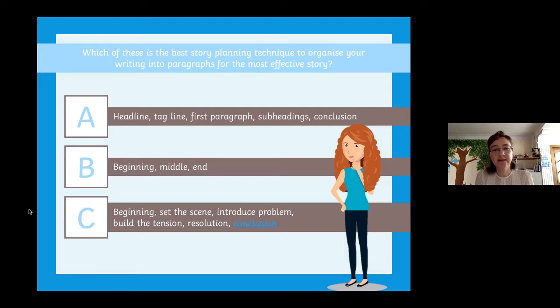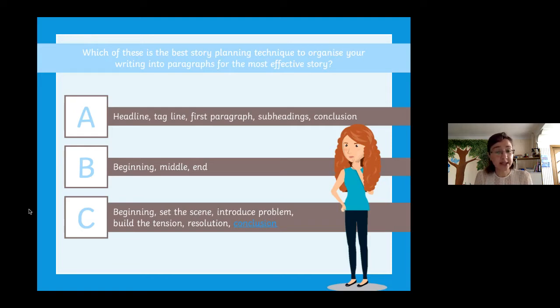So let's read the variants. A. Headline, tagline, first paragraph, subheadings, conclusion. This one most probably suits the non-fiction text like newspaper reports or a text about animals, plants. Let's look at B, beginning, middle, end. Yes, definitely. Most stories have got beginning, middle, and end. But let me wait and read variant C.